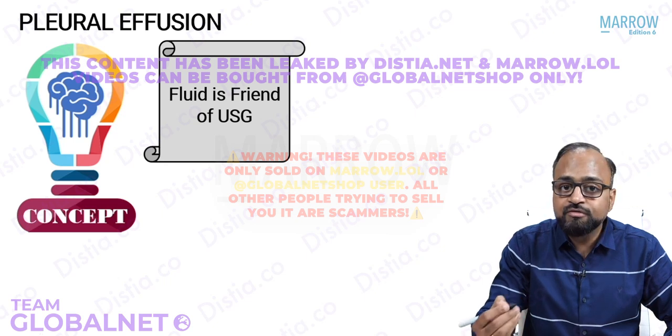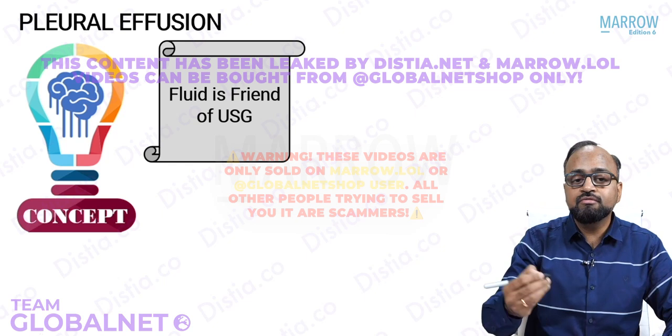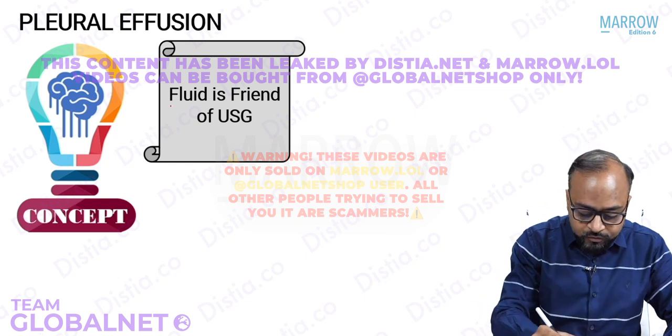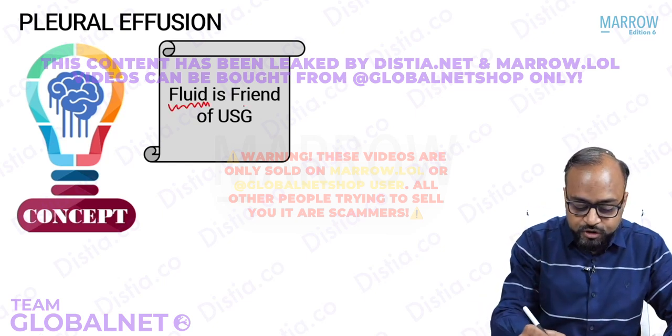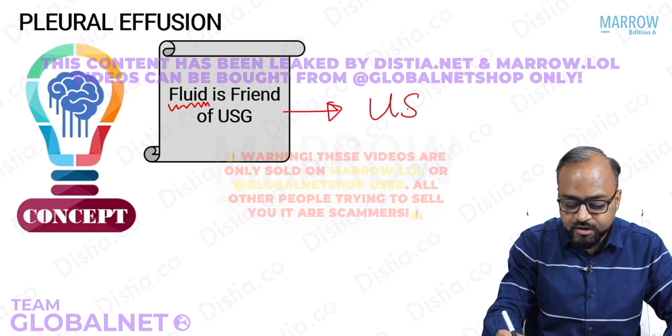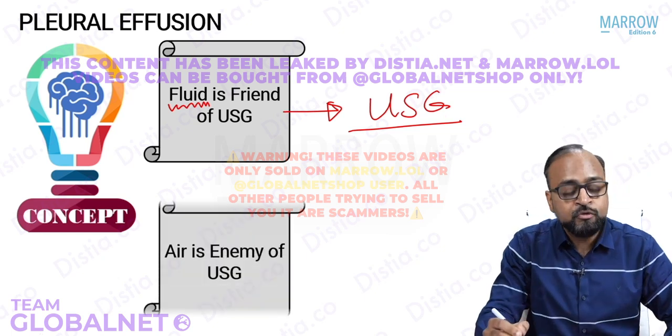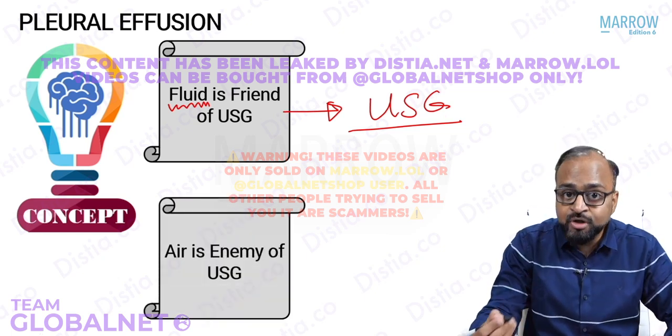We know that fluid is the friend of ultrasound. So wherever in the body we want to detect fluid, what will be the investigation of choice? We want to detect fluid or effusion here, and therefore it will be ultrasound for pleural effusion. Investigation of choice is ultrasound. But also remember, air is the enemy of ultrasound.